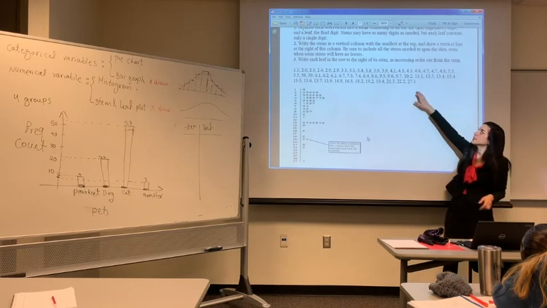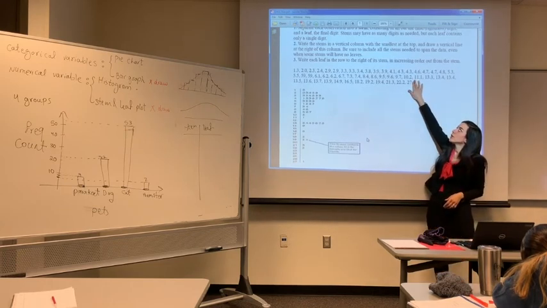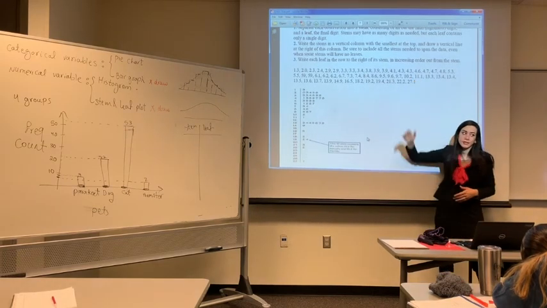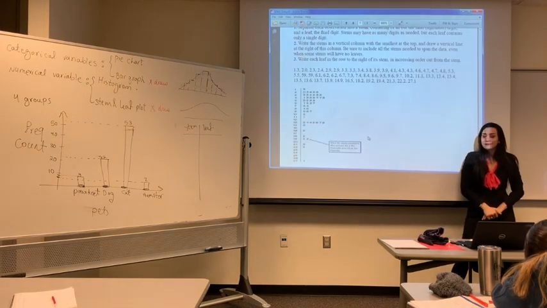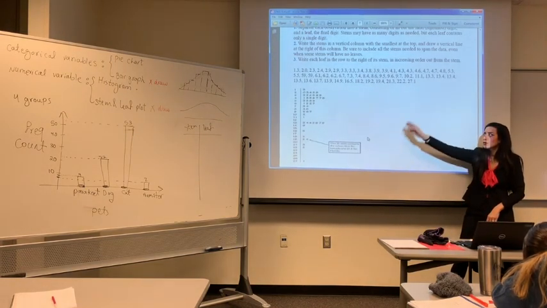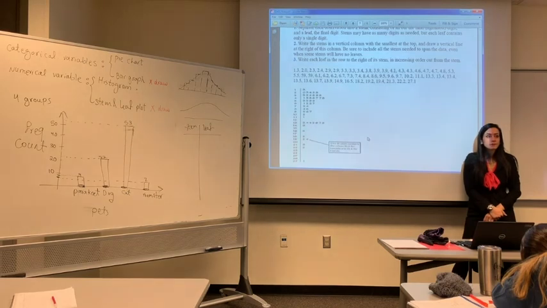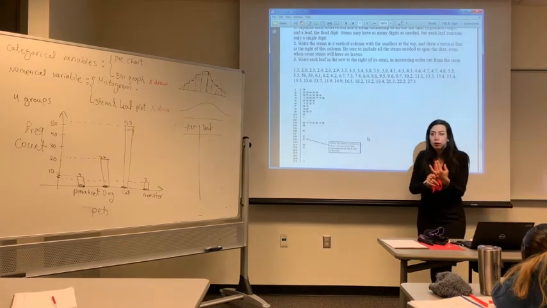And then 20.7 is the last. We know 27 is a stem, 1 is leaf. Correct? So we draw it like that. All the leaves. Okay, let me tell you the properties of leaf.